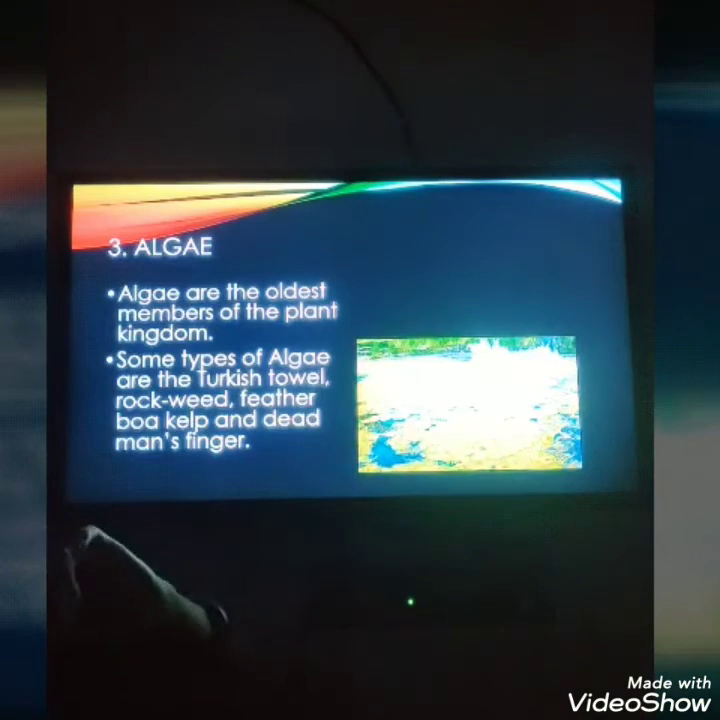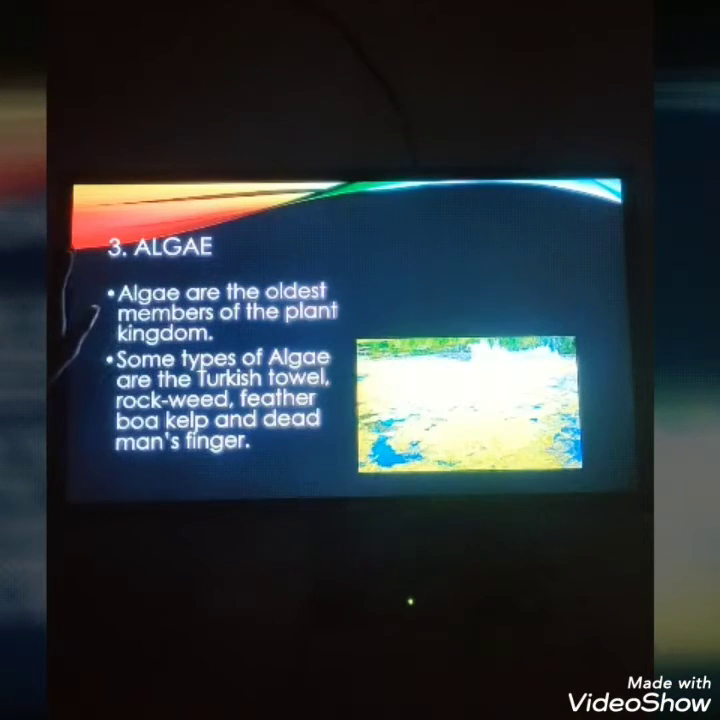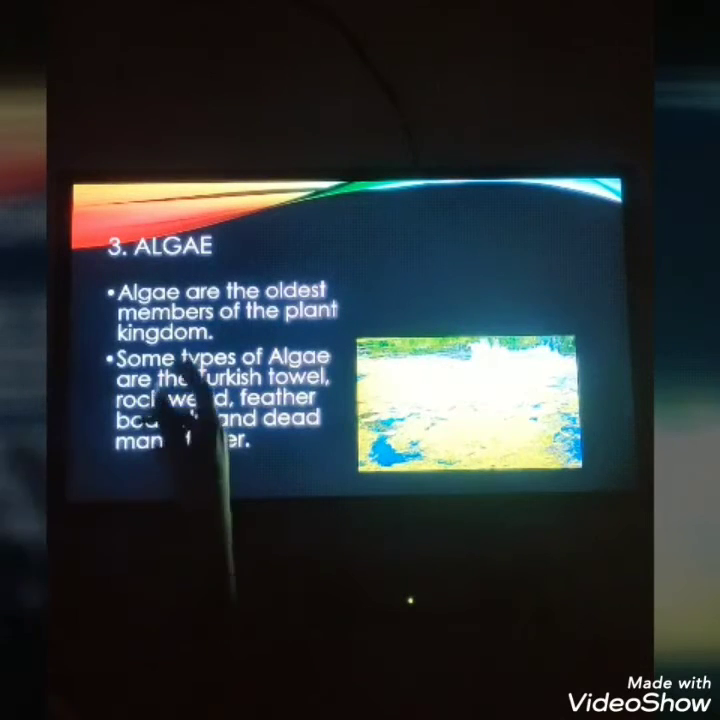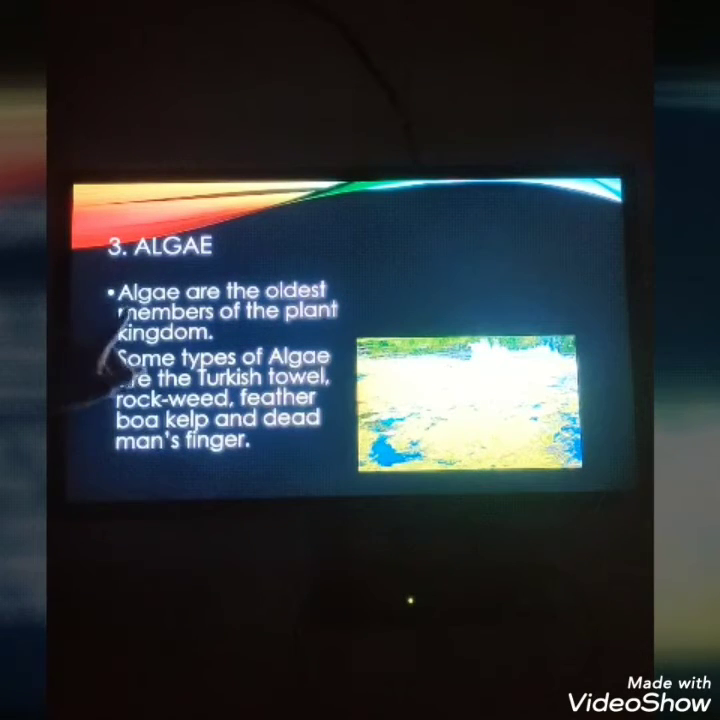Now let's come to algae. This is the third marine plant, algae. Sometimes we see on oceans or seas or on water, some greenish thing. That is algae. What do we call it? Algae. Algae are the oldest members of the plant kingdom. Some types of algae are the Turkish towel, rockweed, feather boa, kelp and dead man's finger. These are the types of algae which are found in water. It is also a marine water plant.